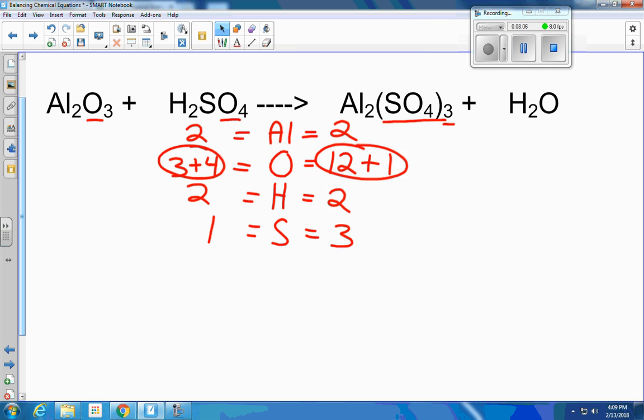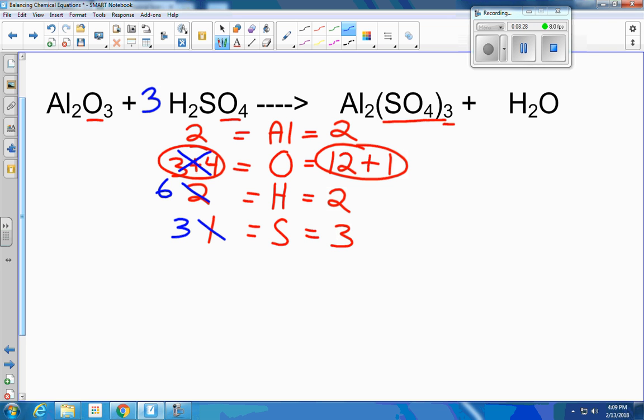sulfur. Sulfur has an odd number other than 1. It has a 3. So I have 3 sulfur on the product side. I need 3 sulfur on the reactant side. So I'm going to multiply by 3. 3 times 2 hydrogen is 6. 3 times 1 sulfur is 3. I'm going to do the oxygen later.